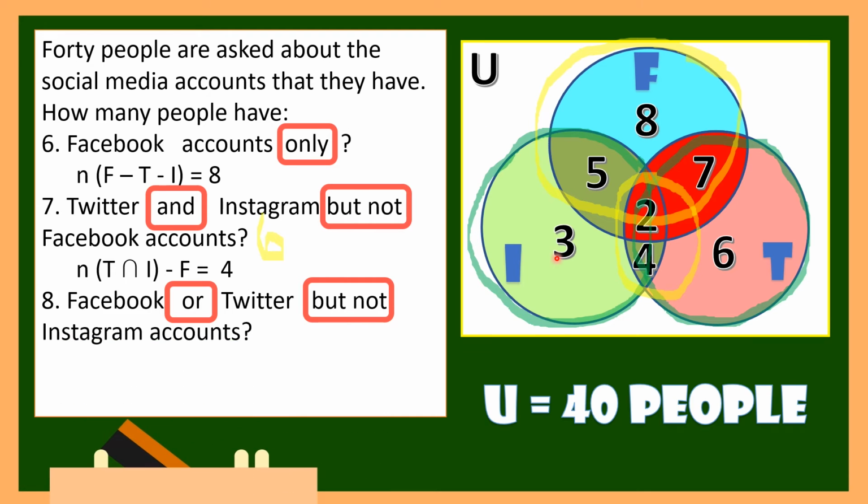And next, for our question number 8. So, Facebook or Twitter. So, kung kanina ang ginamit natin ay and, ngayon naman or. So, again, when we say or, it represents union or combination ng lahat ng elements natin kay Facebook at the same time kay Twitter. So, ano-ano yon? We have 8, 5, 2, 7, 4, and 6.